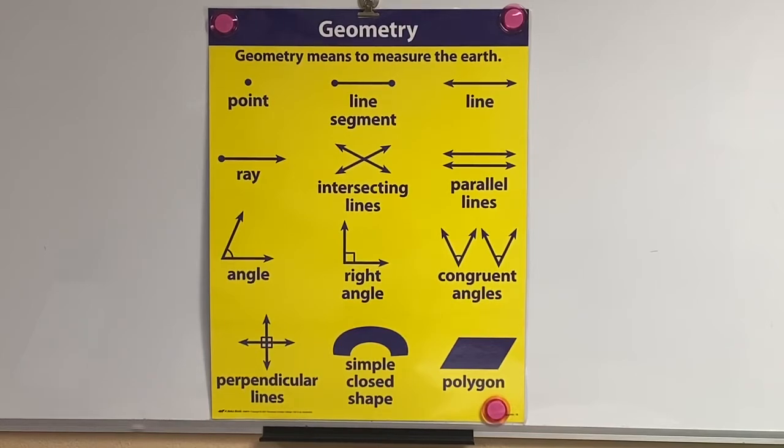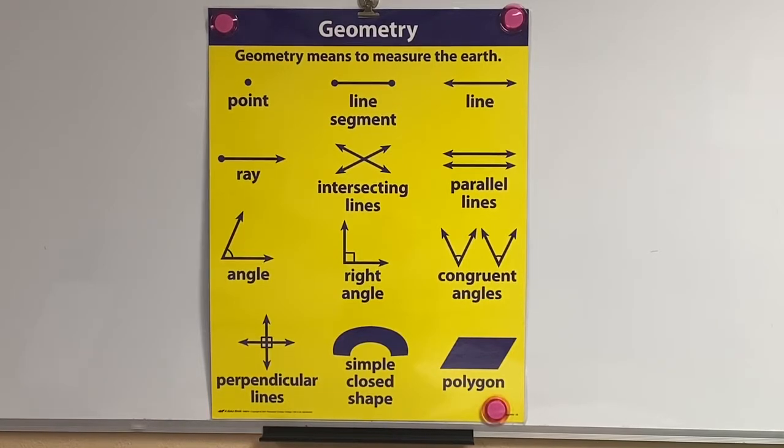A point is represented by a dot. A line segment. A line segment is represented by a group of points having 2 endpoints. Line segments of the same length are congruent.